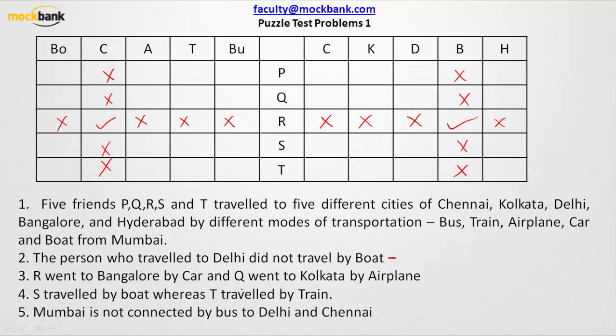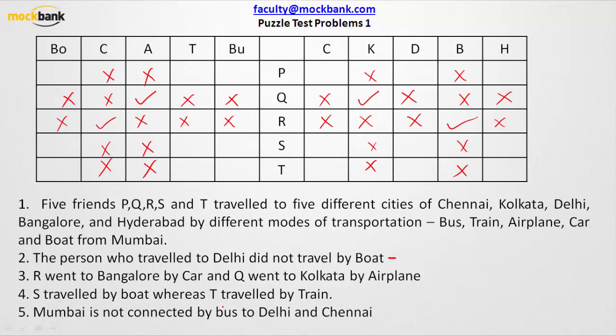Now, another piece of information is Q went to Kolkata by aeroplane. So Q is going to Kolkata. So Kolkata cannot be visited by anyone else. And Q is going to Kolkata by aeroplane. So can you see that aeroplane cannot be the mode of transportation for others, and Q cannot travel by any mode of transportation but aeroplane.